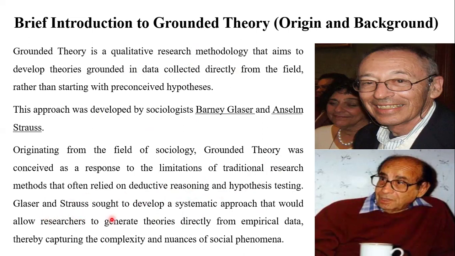So Glaser and Strauss sought to develop a systematic approach that would allow researchers to generate theories directly from empirical data. So they suggested that the researcher should generate theories from the empirical data directly, thereby capturing the complexity and nuances of social phenomena. So they called it grounded theory. So, what is the meaning and definition of grounded theory? The meaning is that you are going to generate some theory from the empirical data.